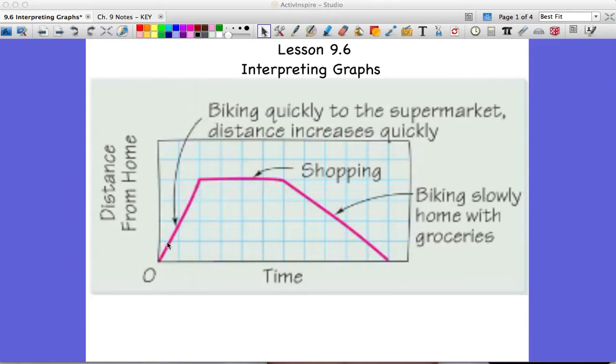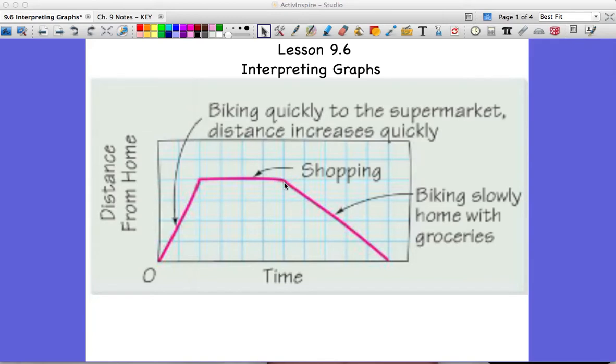Now, this doesn't go up so fast because they weren't driving a car. If they were driving a car, they would be going a further distance in a shorter amount of time. But because this person was riding their bike, it's a shorter distance in that same amount of time. Now, once they get to the supermarket, they can't get any further away from home because they're just staying at the supermarket. So the time keeps going, however, the distance does not.